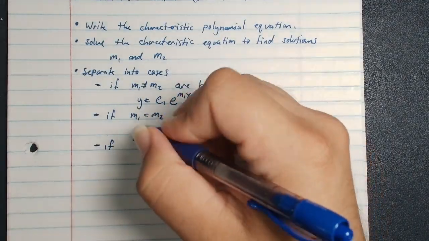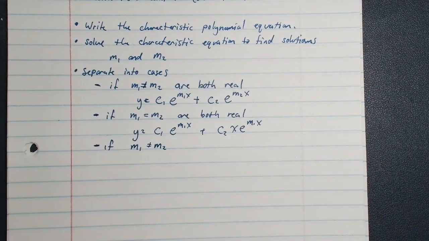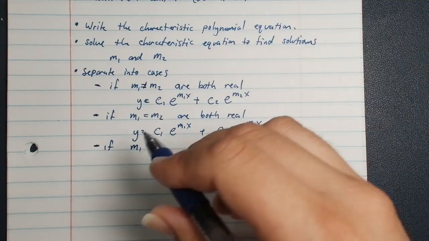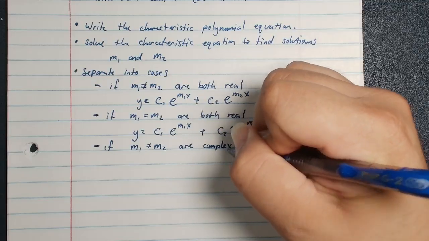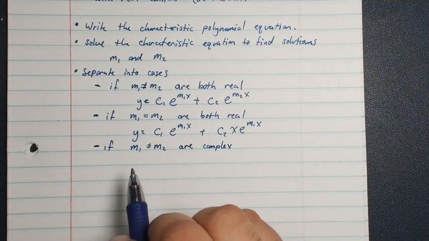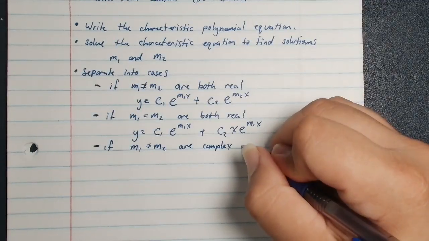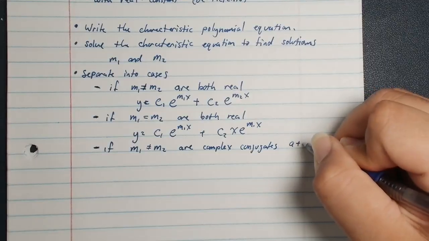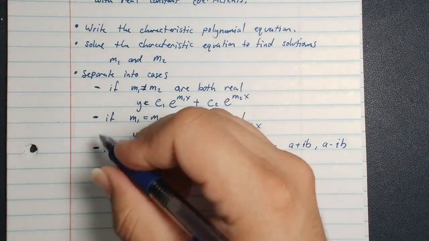And finally, if they're both complex. Now, if they're both complex, they're not going to be equal to each other. If they're complex, they're going to be each other's conjugate. In fact, let's write that. If m1 is not equal to m2, they are complex conjugates, and we know that whenever they're complex, they have to be conjugates. We get that from the quadratic formula, right? Plus or minus. They're complex conjugates, a plus ib and a minus ib, then your solutions look like this.